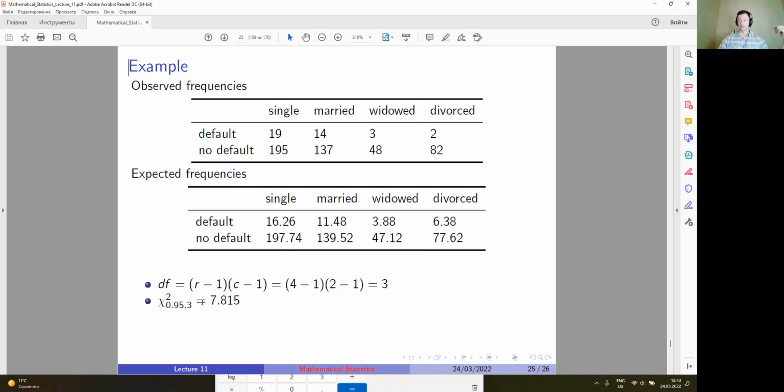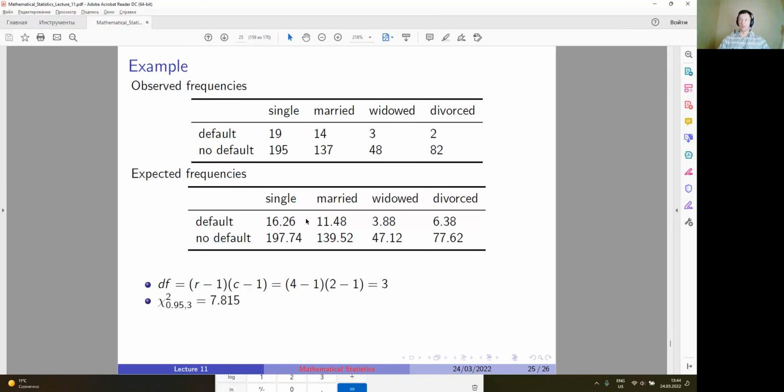Now regarding the degrees of freedom. The degrees of freedom in this particular test are calculated as the number of rows minus 1 times the number of columns minus 1. So we have 2 rows. We have 4 columns here. Therefore it's 4 minus 1 times 2 minus 1, which is 3 in this particular case.